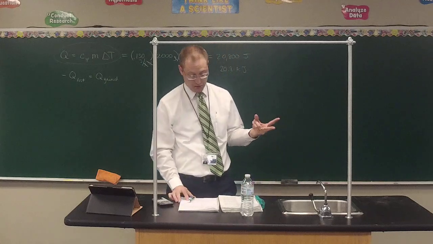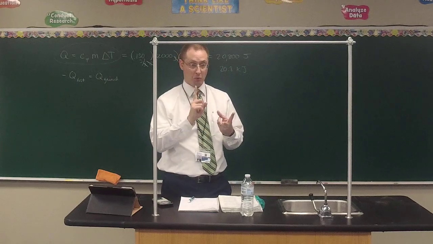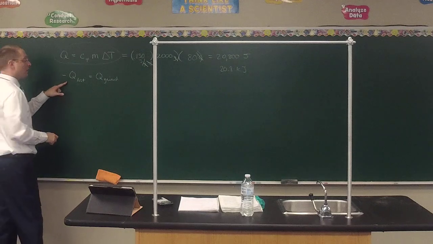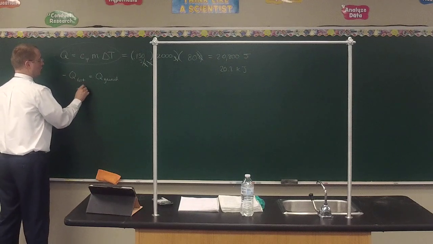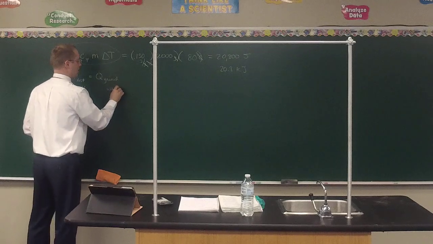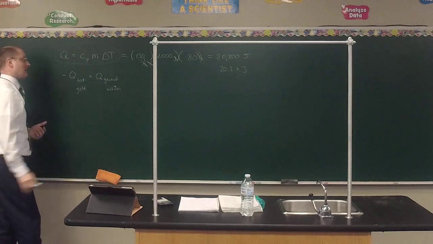So there's only 2 things we have to worry about, class. The gold and the water. One of them is losing heat, the gold. So the gold goes on the losing side, and what's gaining heat? The water. If there were other things losing heat, we'd put those in there as well. If there were other things gaining heat, we'd put those.